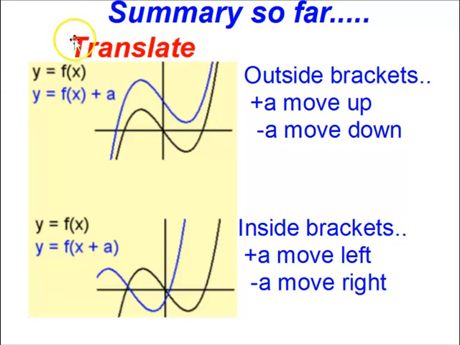So just to summarize, when we're translating, if we have f of x plus a, so it's outside the brackets, if it's positive, we move the graph up, we move the curve up. If it's negative, we move it down. And down here we have f of x plus a, where the plus a is inside the brackets. So the rule for inside the brackets: if it's positive, we move left. If it's negative, we move right.